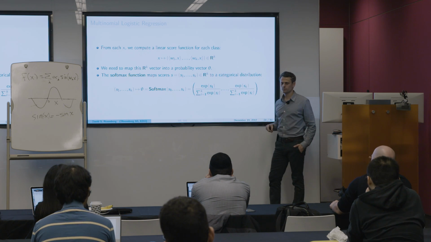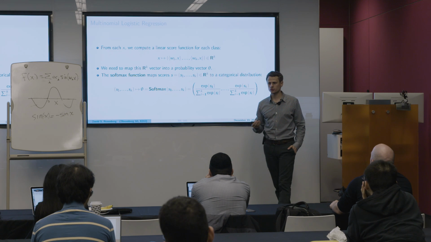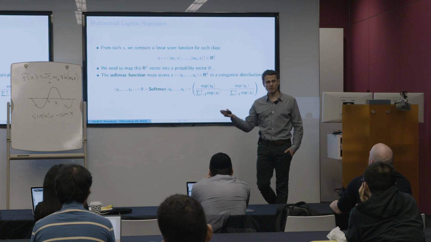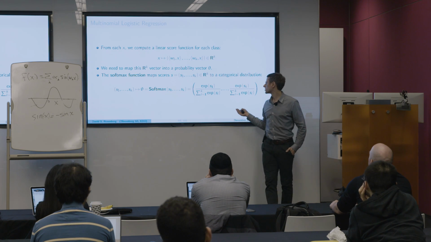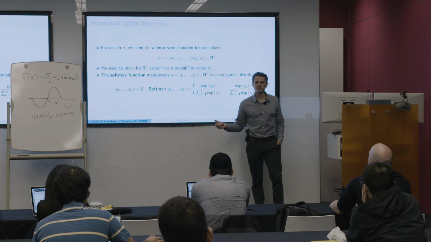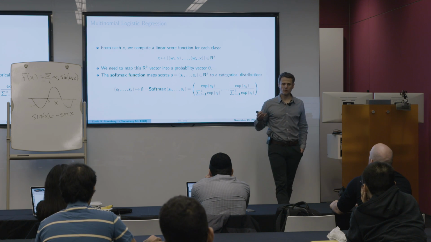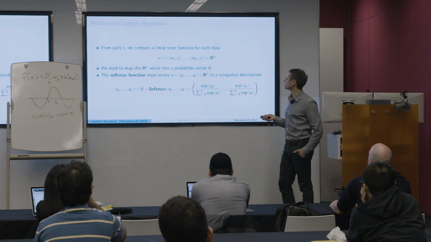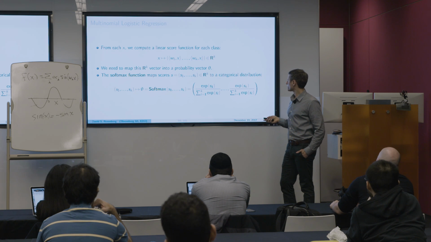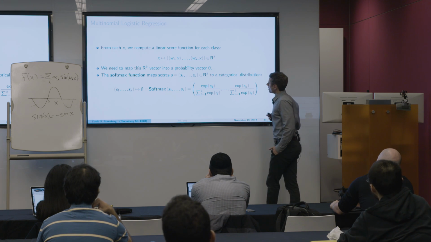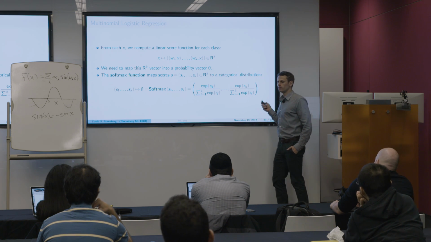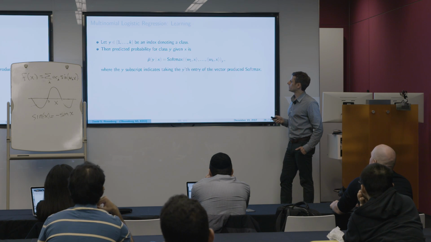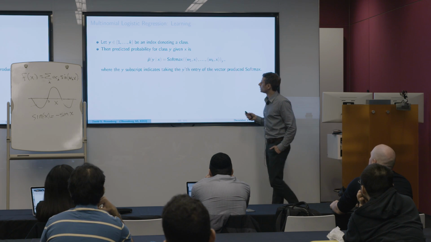By this function, we simply exponentiate each of the scores to make sure that the result is positive, and then we normalize to make sure they sum to 1. So that guarantees that this vector is representing a probability distribution on the K categories. All right. So given some scores, we can get probabilities. That's great. And then how do we learn?